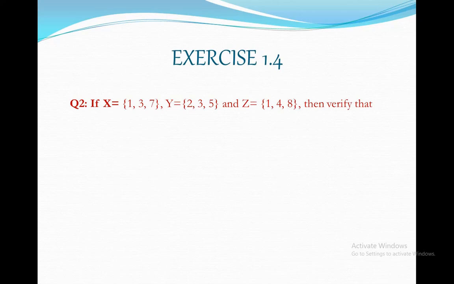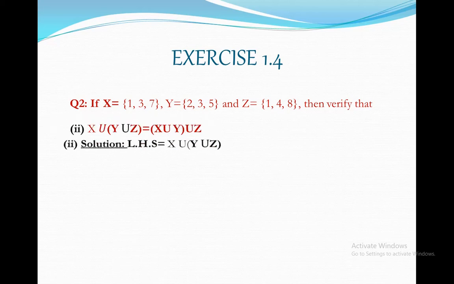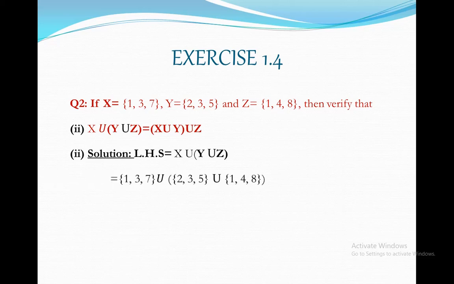We move to the next part, the associative property of union. The question is the same and the sets are the same. Starting the solution of the second part, the left hand side is x union (y union z). Writing the elements of the sets: {1, 3, 7} union ({2, 3, 5} union {1, 4, 8}). In the next step, {1, 3, 7} remains the same, union taking all elements, that is {1, 2, 3, 4, 5, 8}. Now in the last step, we take the union of the two sets and combine all the elements. Our final result becomes {1, 2, 3, 4, 5, 7, 8}.